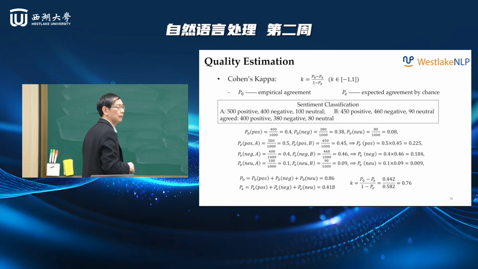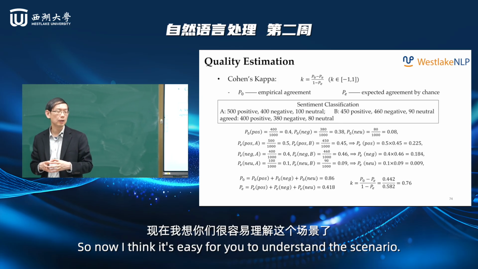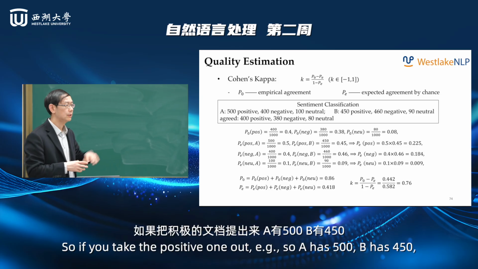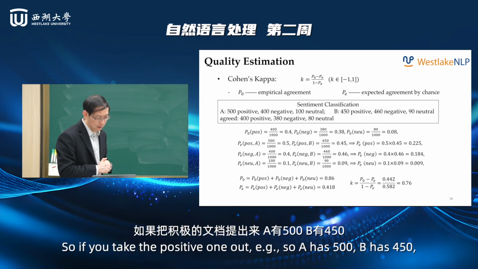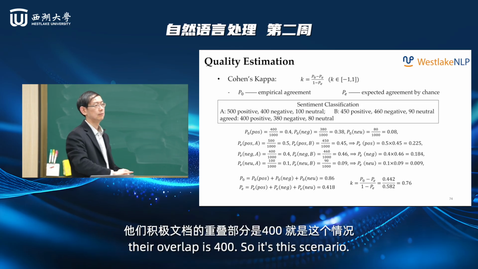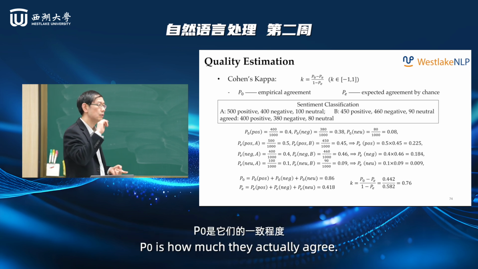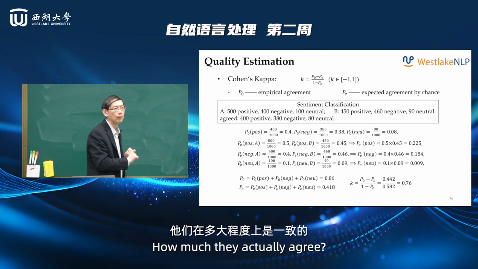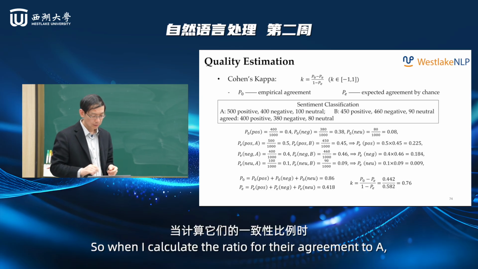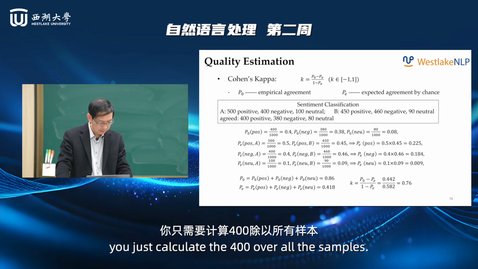Like in model evaluation, you have a case. Now I think it's easy for you to understand the scenario. If you take the positive one out, for example, A has 500, B has 450, and their overlap is 400. So how do I calculate P0? P0 is how much they actually agree. So when I calculate the ratio for their agreement, you just calculate the 400 over all the samples.